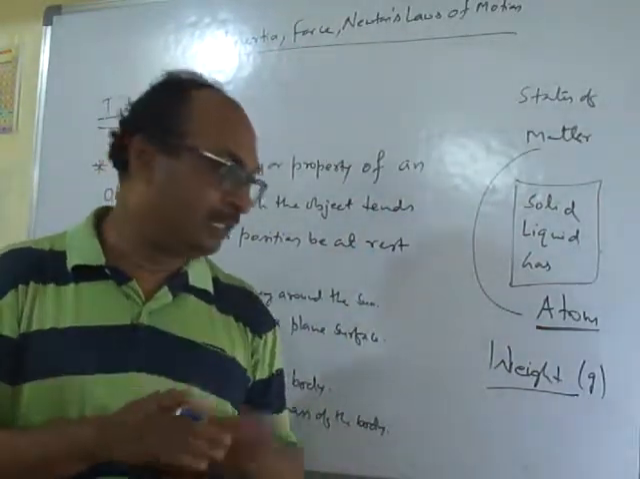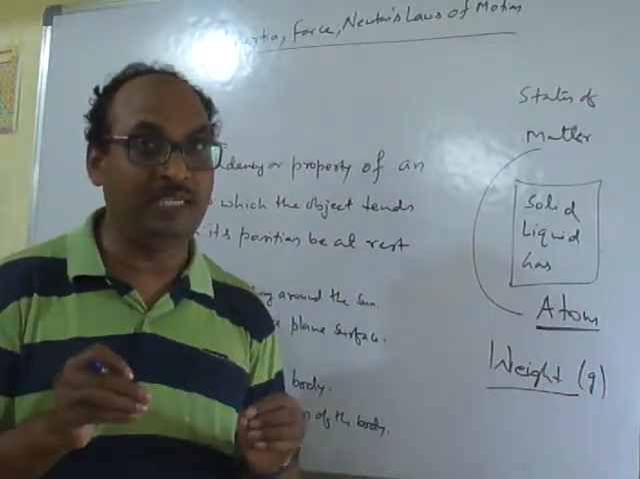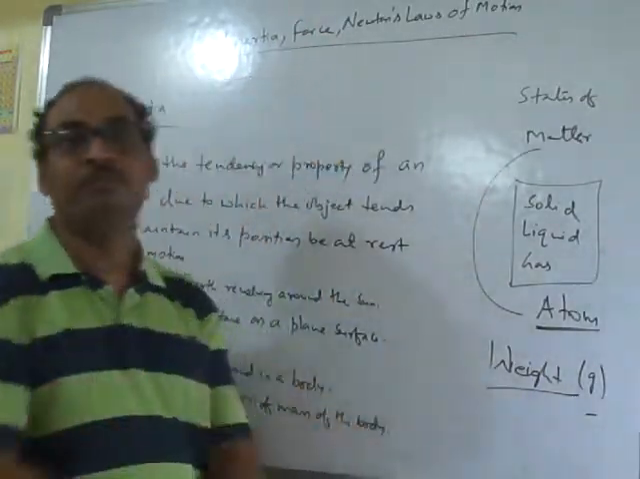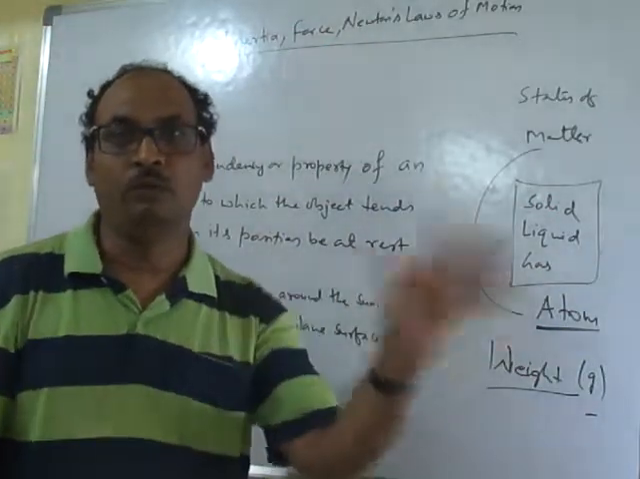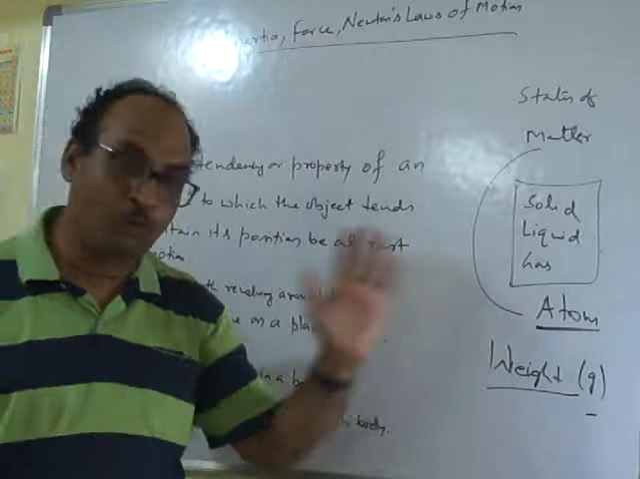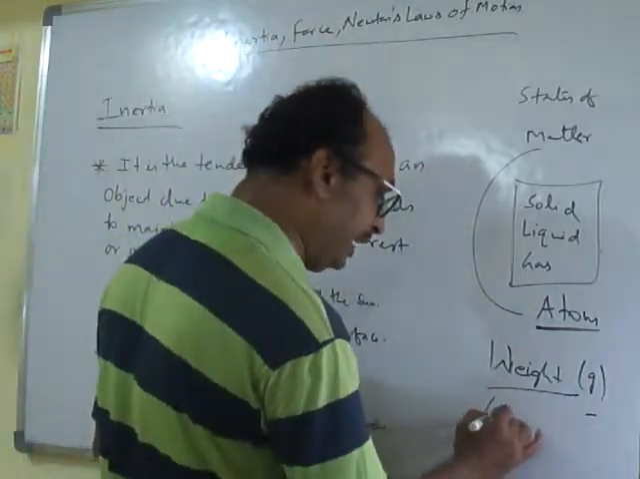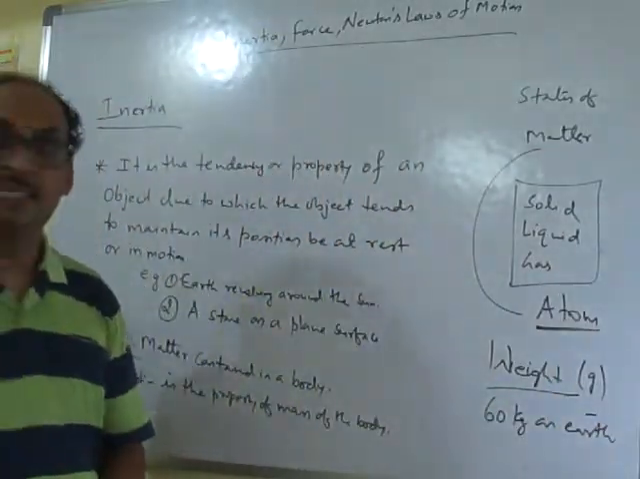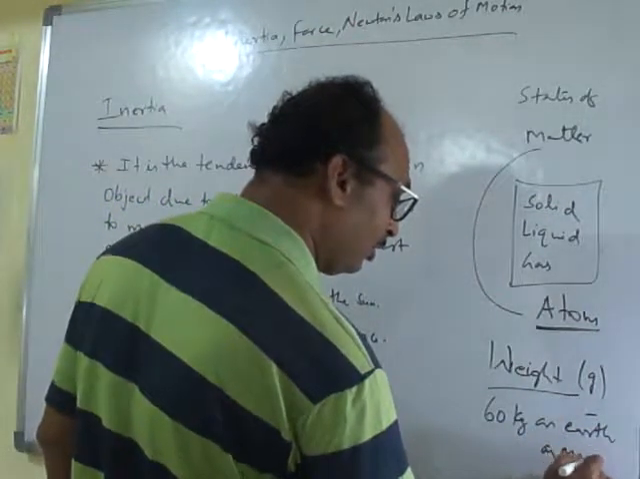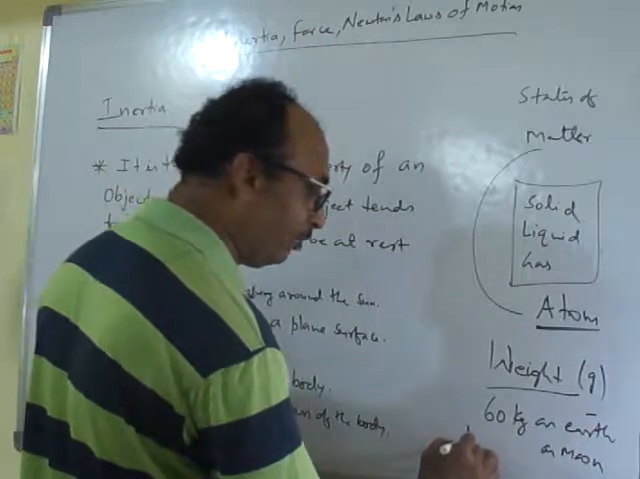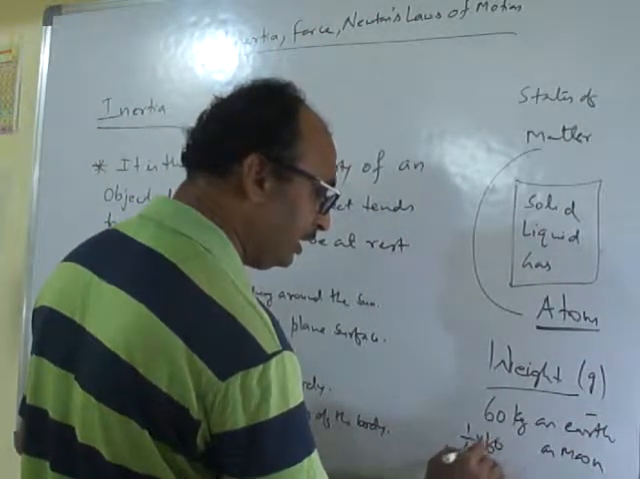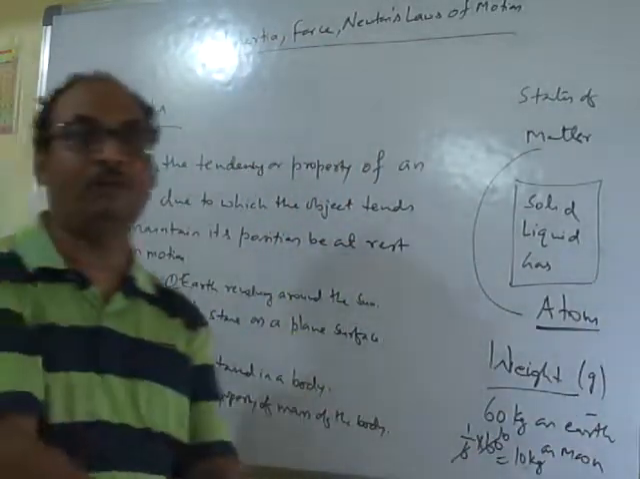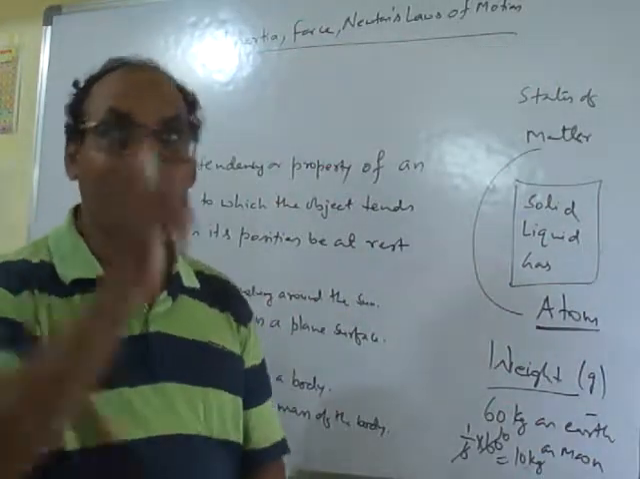So on Earth, this g value, the acceleration due to gravity, is more, 9.8 meter per second square. The value is more than its value on Moon. So that's why we say that if my weight is 60 kg on Earth, then on Moon, what will be my weight? It will be 1/6 into 60, which gives you 10. So my weight will be 10 kg on Moon. It means 1/6 of the weight on Earth will be the weight on the Moon.